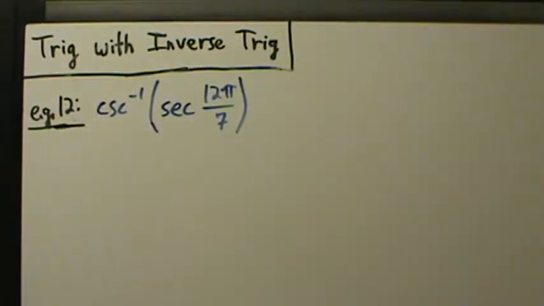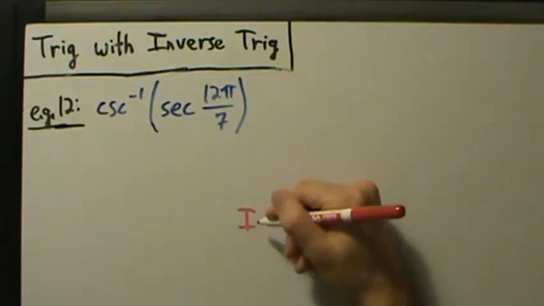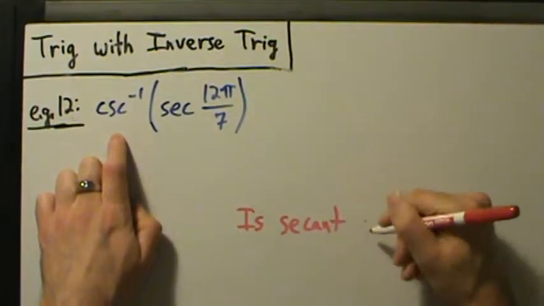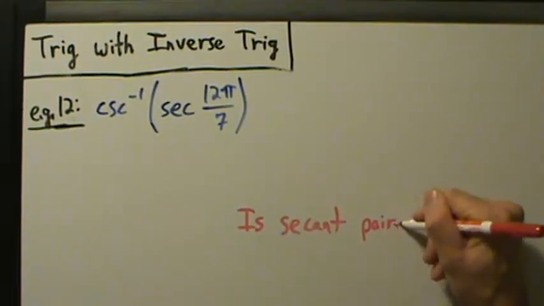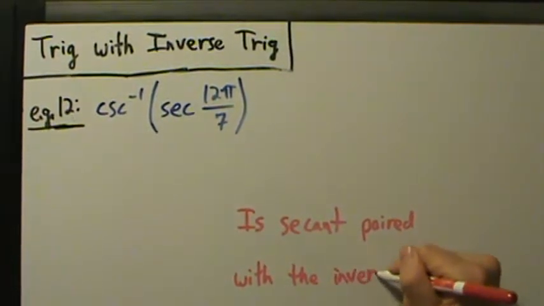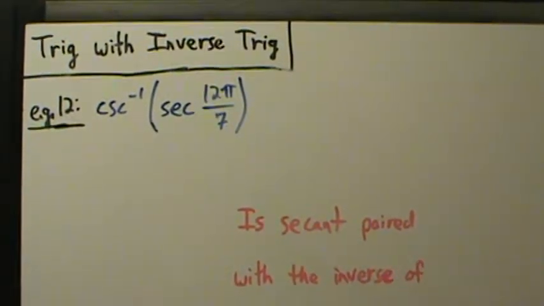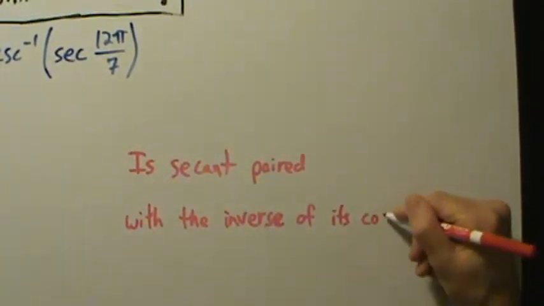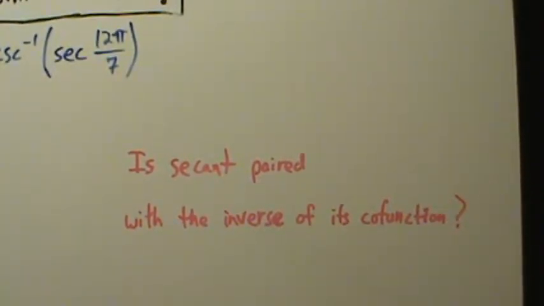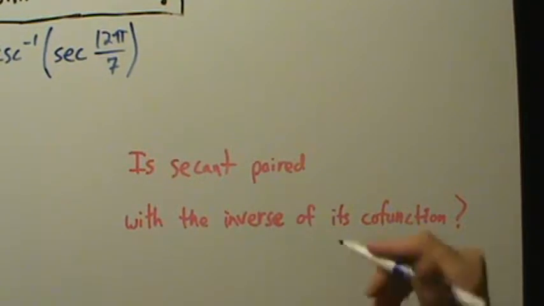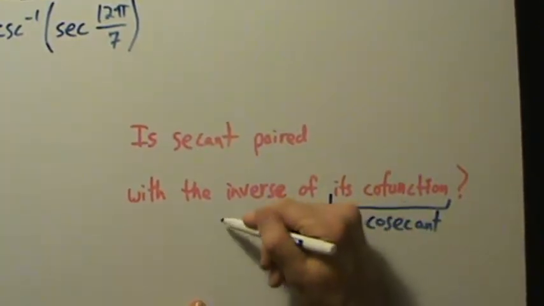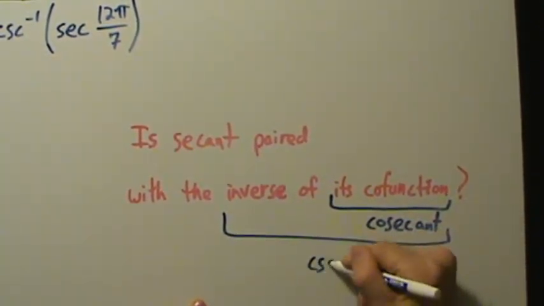So what we can do is say, okay, what's the function? The function is secant, the inverse is cosecant. So is secant paired with the inverse of its cofunction? What's the cofunction of secant? It's cosecant. What's the inverse of cosecant? It's inverse cosecant.